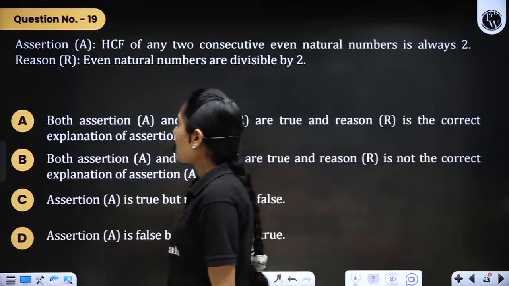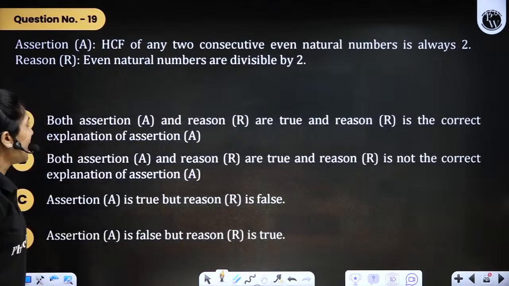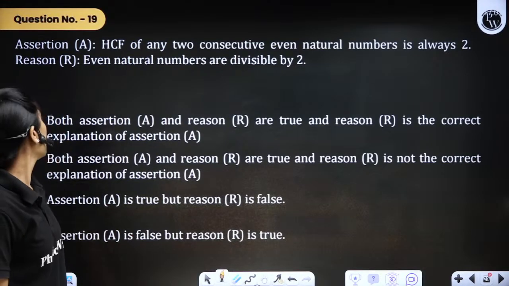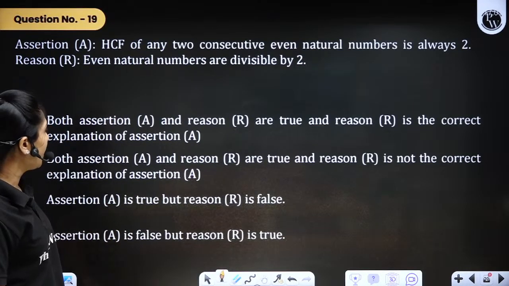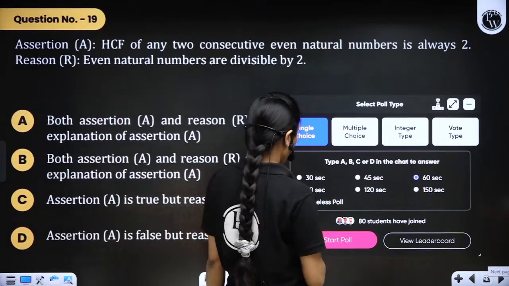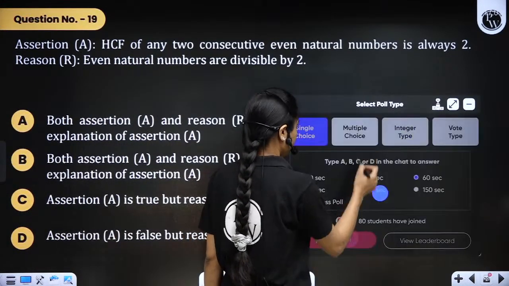Next is based on assertion and reason. Assertion: HCF of any two consecutive even natural numbers is always 2. Reason: Even natural numbers are divisible by 2. Okay. So tell me which option should be correct here.